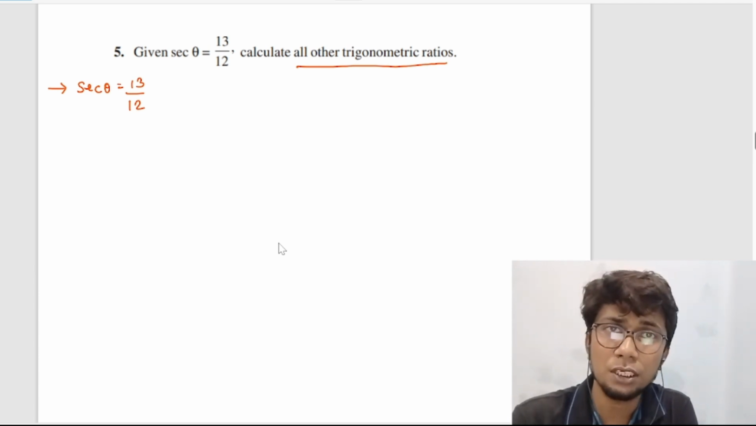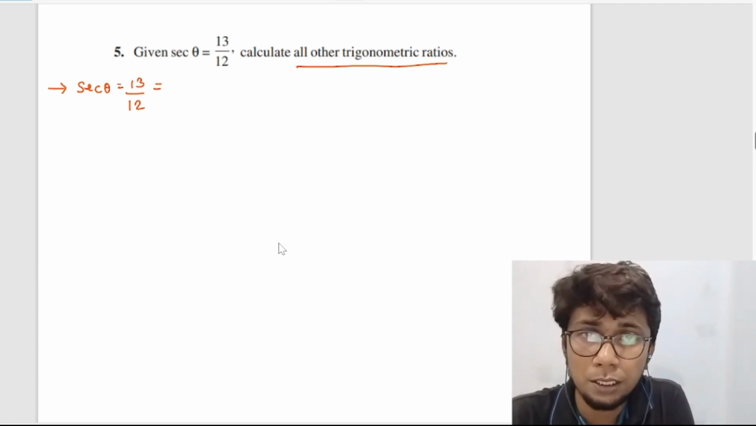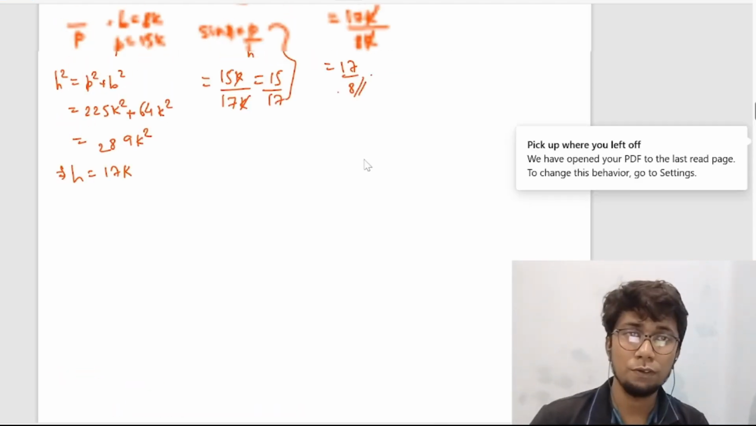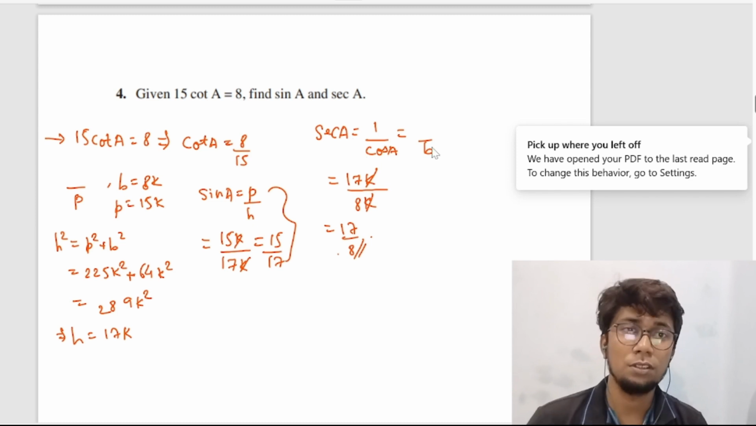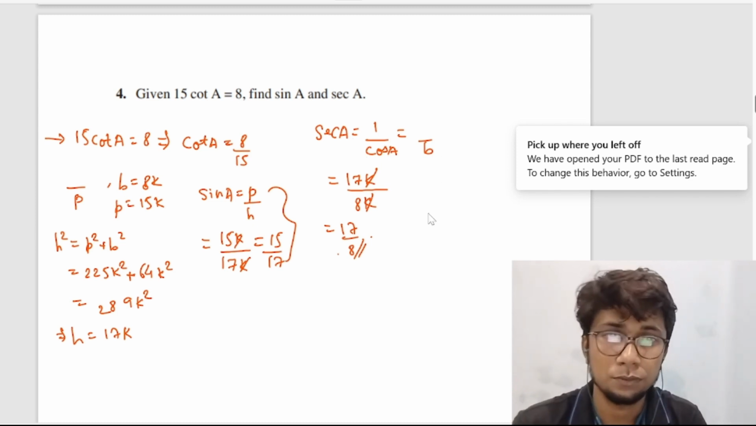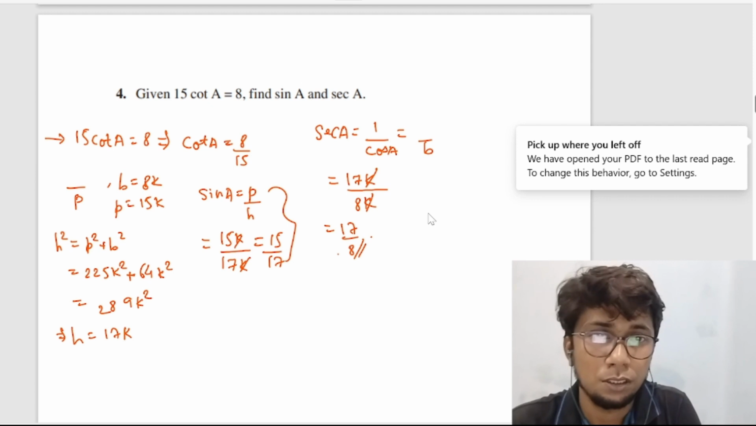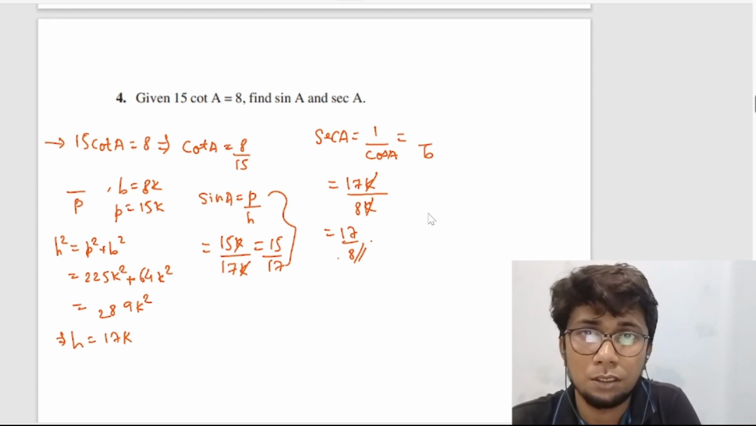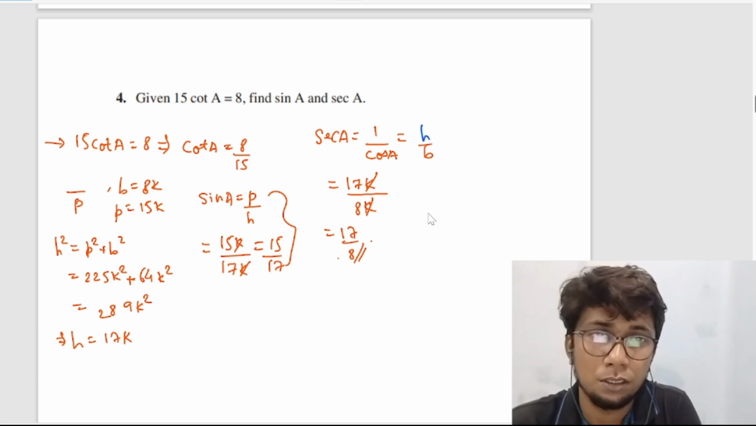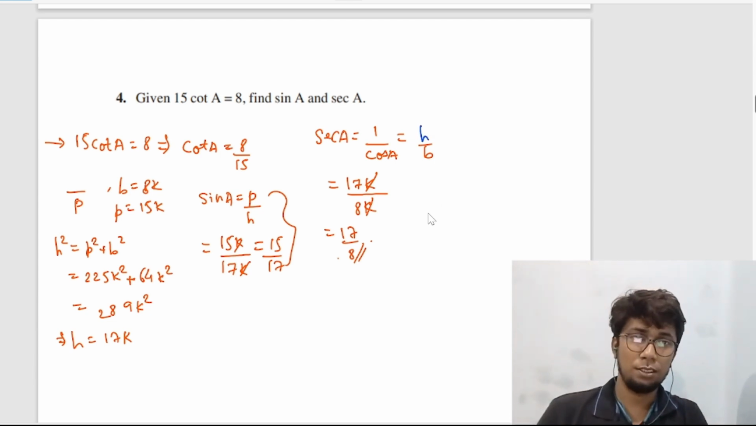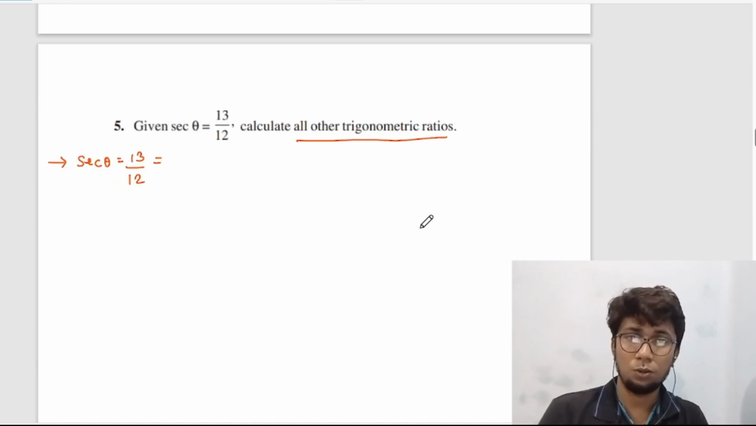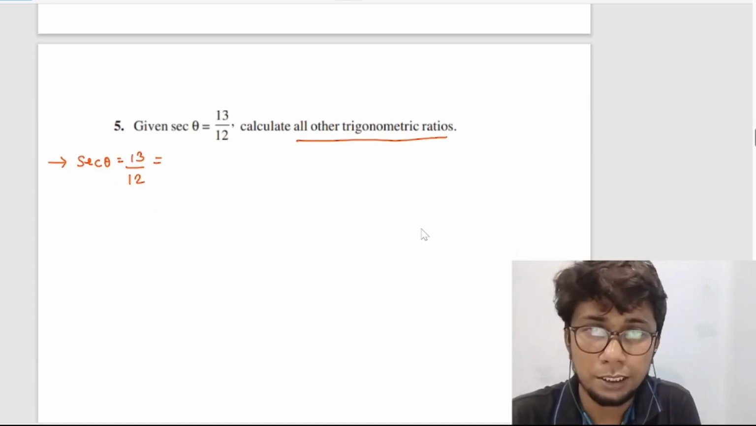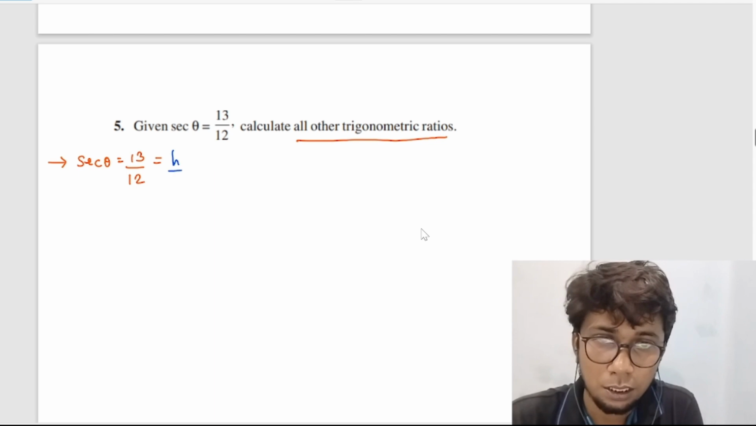We just saw it in the previous question. Sec theta is nothing but hypotenuse upon base, right? We were here. So we saw this was what? Hypotenuse upon base. So now let's come here. Sec theta is what? Hypotenuse upon base. Fine.